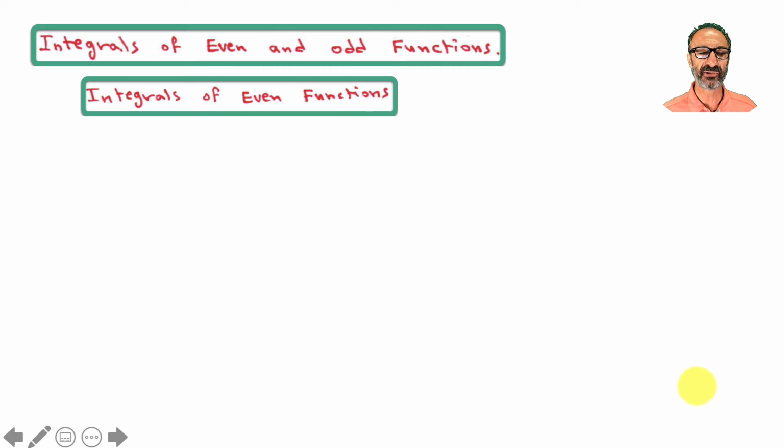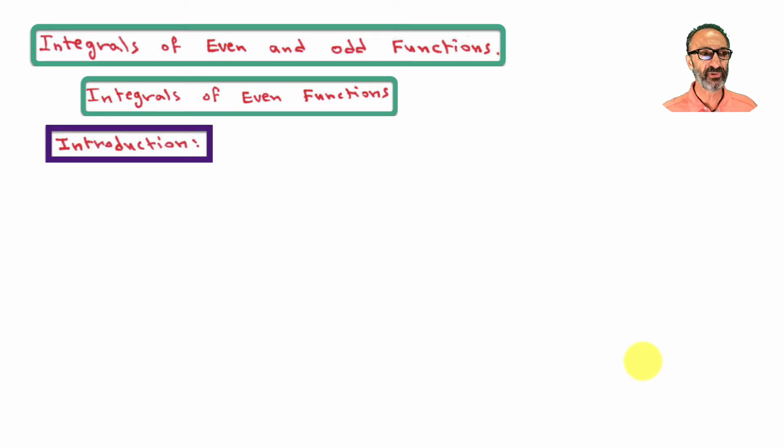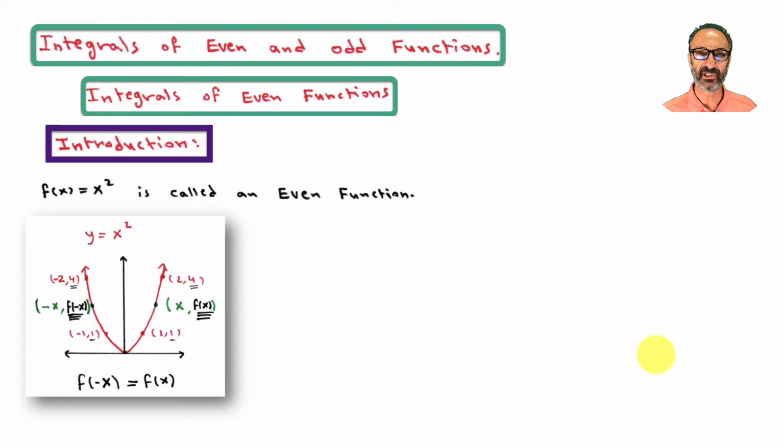And I'm going to also start with an introduction. I know this is calculus, you should know what an even function and an odd function are, but it doesn't hurt to take a few minutes. I'll go a little bit quick and show you what's even and what's odd. Introduction. The best example to start with is f of x equals x to the second. It's called an even function. And this is how it looks.